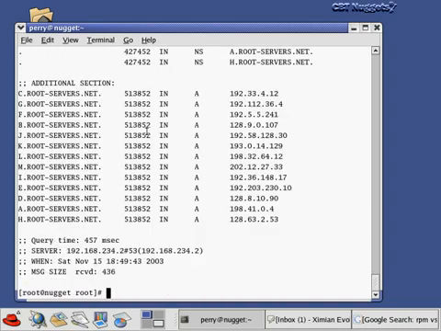Now let's go down here to this additional section. In this additional section, it's saying that this particular server, c.root-servers.net, also has an IP address, and that's listed in the A resource record for that server. So this server has some node in that big tree that we were talking about, and the resource record that's named A has the IP address.